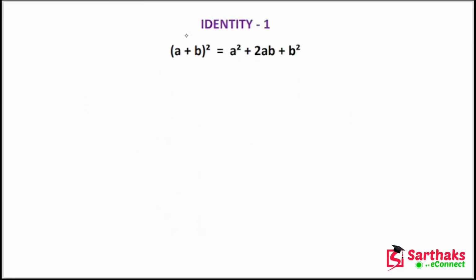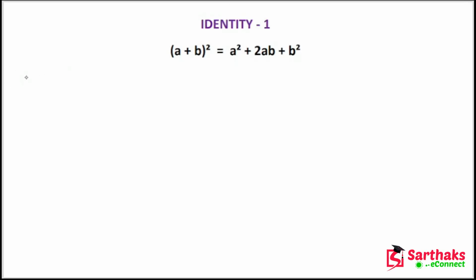You must have studied them previously also, but from now onwards and for the future classes also, this identity and the identities which I'm going to tell you will be used extensively. This is (a plus b) whole square equals a square plus 2ab plus b square. You should always learn this in this order only. So that is the first identity. Let me show you how we achieve this.